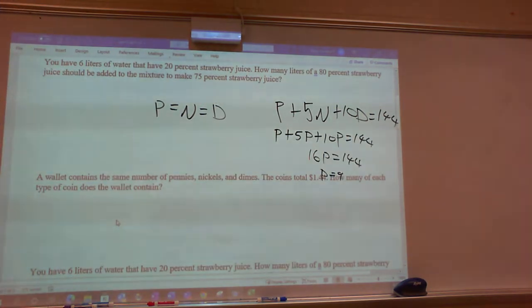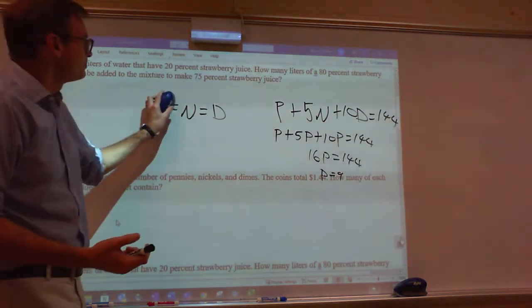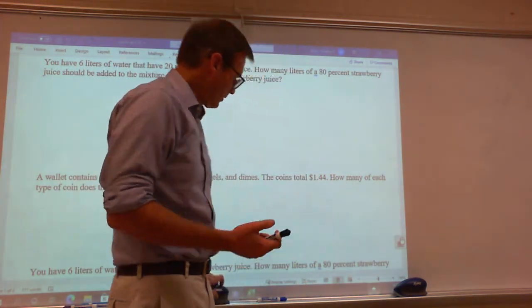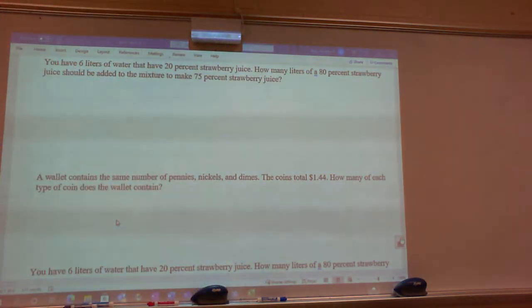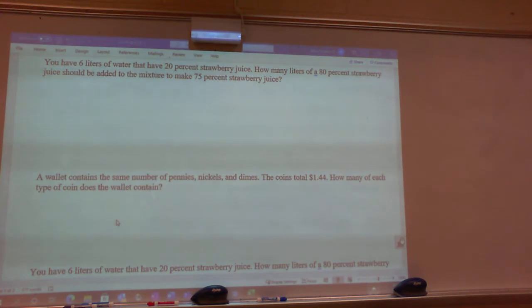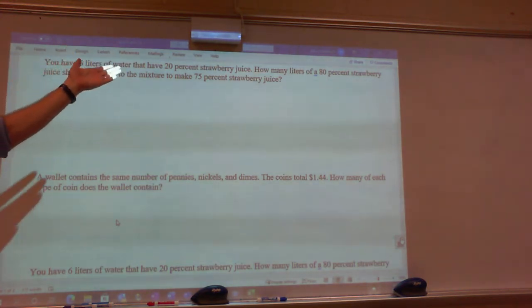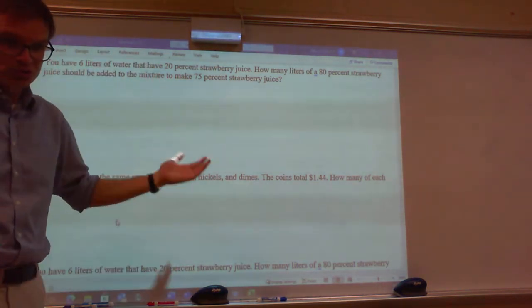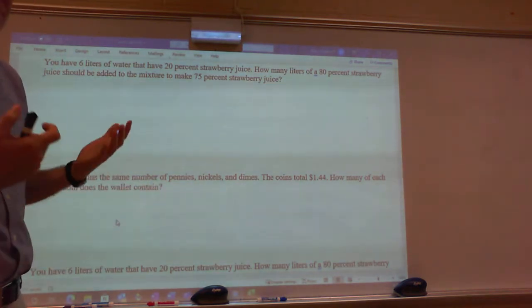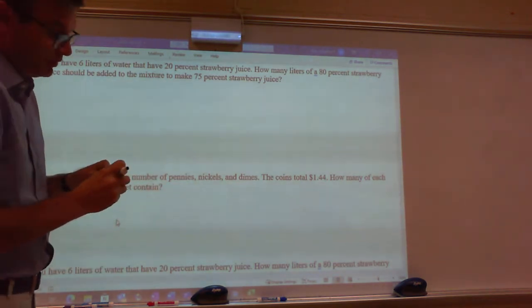We have a mixture problem. You have 6 liters of water that have 20% strawberry juice. How many liters of 80% strawberry juice should be added to the mixture to make a 75% strawberry juice solution? So with mixture problems, how you're going to set up your mixture problem, you make a chart.